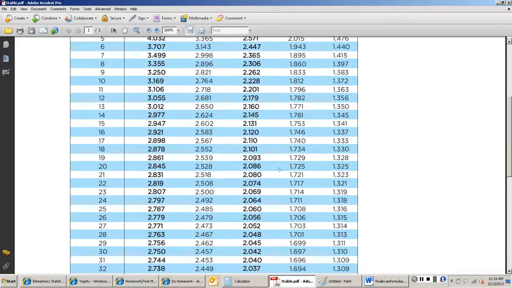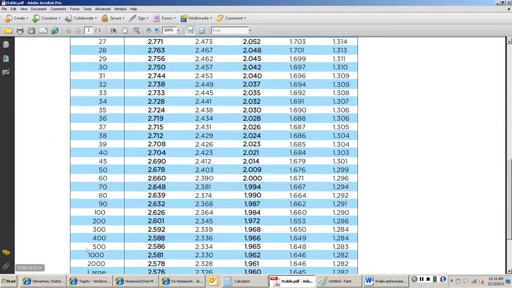So we go down here and we look for our n. Our n is 751, so our df is 750. You can see that's right between these two values. You can see the number between it is 1.647. Since we're less than, it's negative.